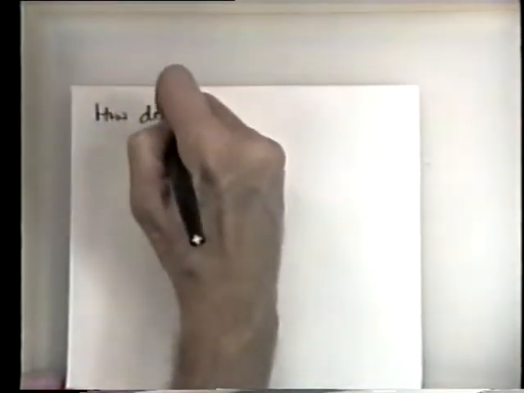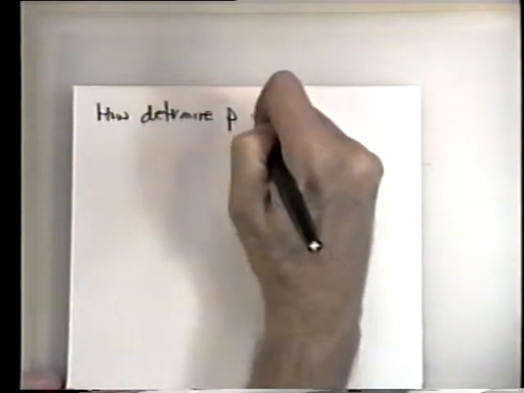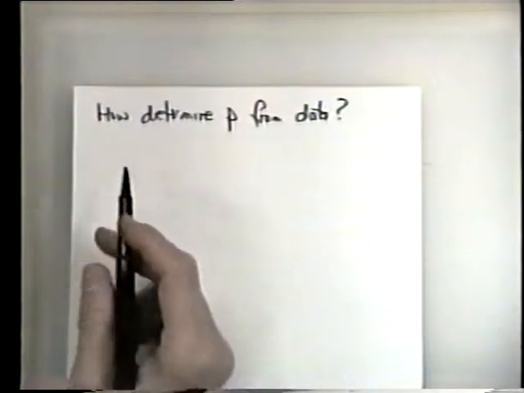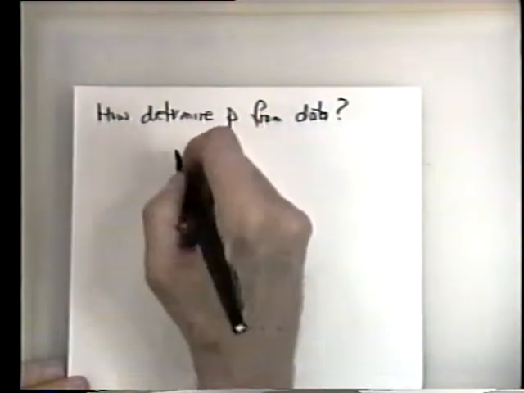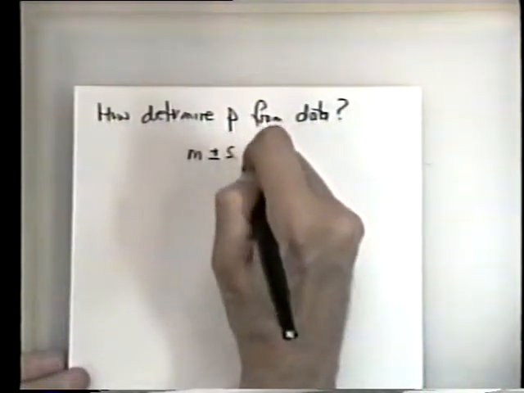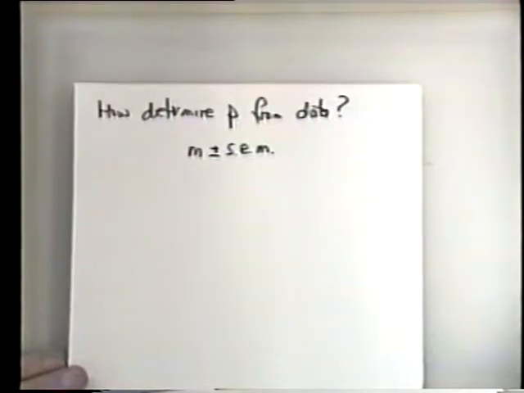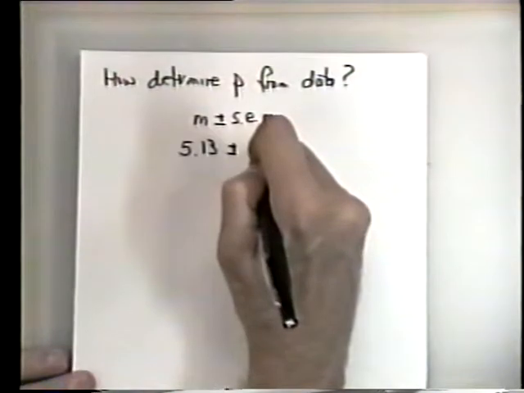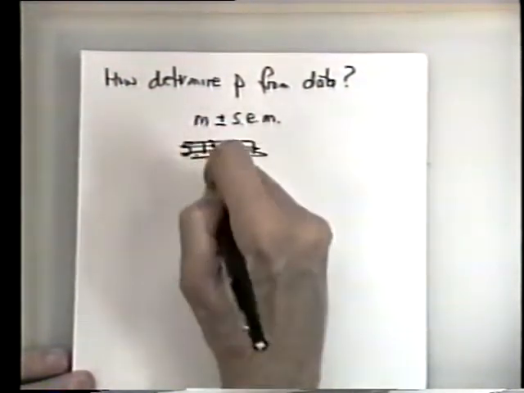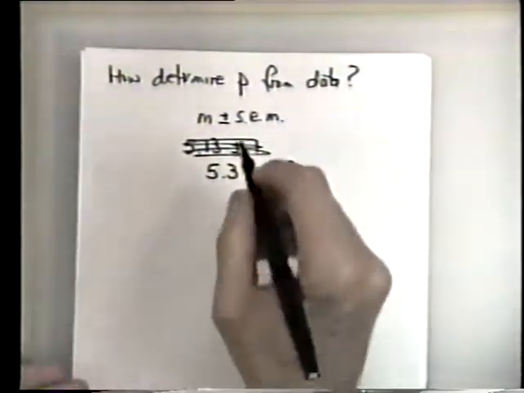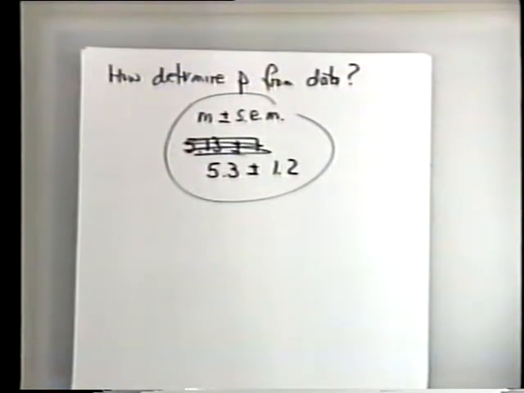So how do we calculate these p-values from data? Let's say I had an experiment where I have a mean plus or minus a standard error of the mean, because that's what I've been telling you we really want to use. And let's say those values from an experiment were 5.3 plus and minus 1.2. So this is the mean plus or minus the standard error from an experiment.